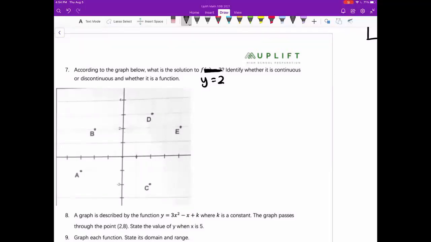And is it continuous or discrete or discontinuous? I don't know why they phrased it like that. Discontinuous and discrete are the same thing. Yes, it looks discrete and is discrete. Yes. And is it a function?